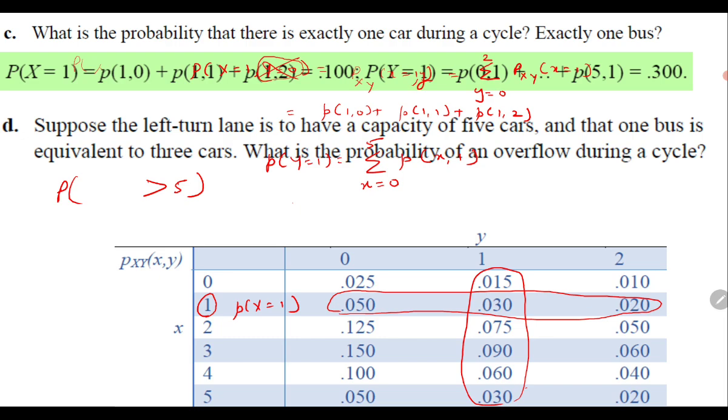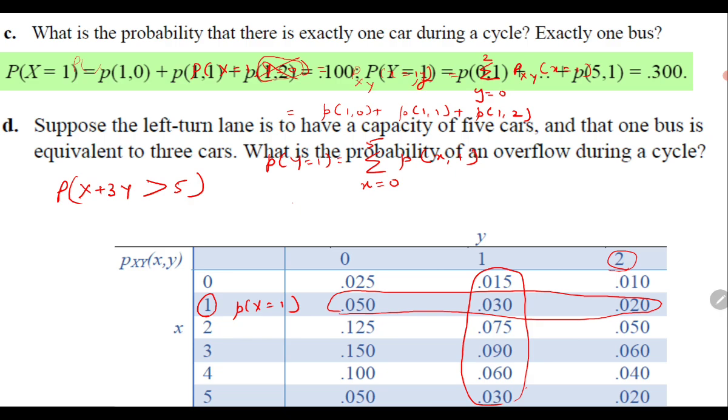Now you need to see the different combinations when the capacity is more than 5, where one bus corresponds to 3 cars. So if I write x plus 3y, x denotes the number of cars. For example, x is 2 and y is 1, so a total of 5 cars are there. So you need to see all possible combinations when x plus 3y is greater than 5, where y can take the values 0, 1 and 2. For example, if you take y equal to 0, then none of the combinations work. So you have to consider y equal to 1 or 2.